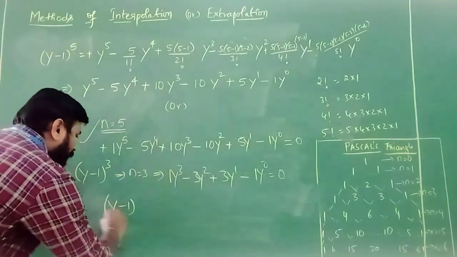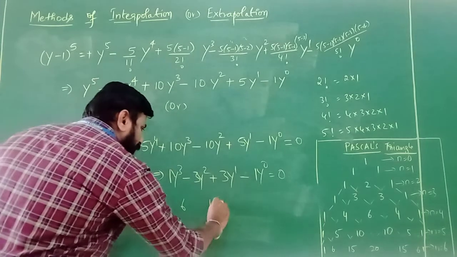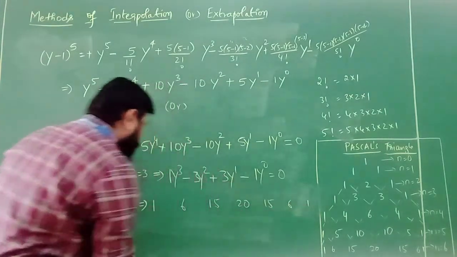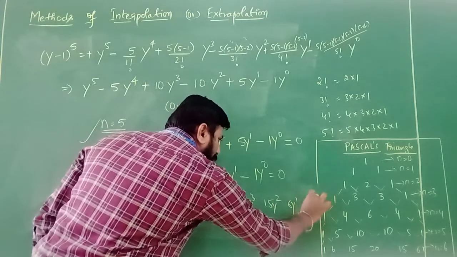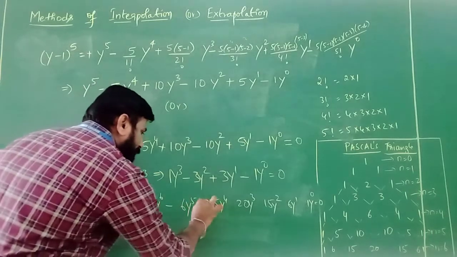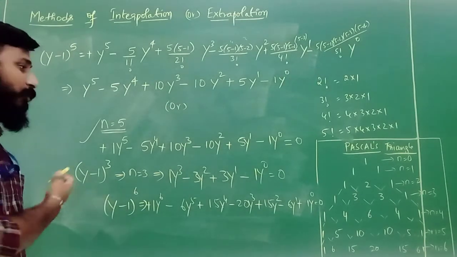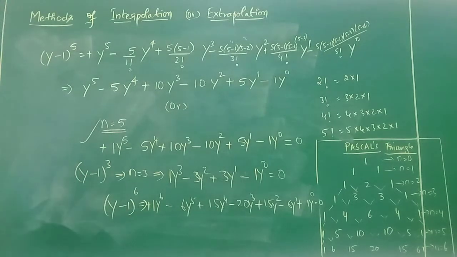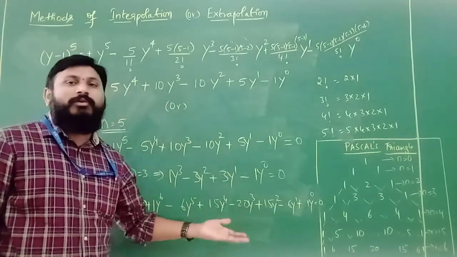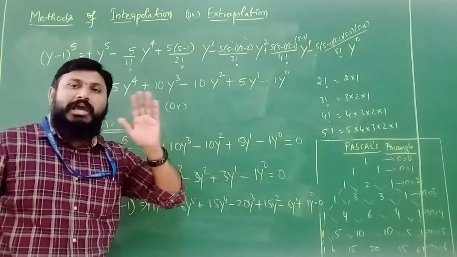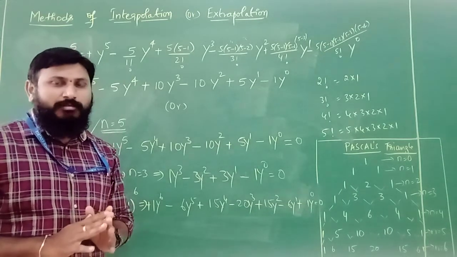Say y minus 1 whole power 6. Tell me now, y minus 1 whole power 6, how to expand? Where is the 6th Pascal's triangle line? 1, 6, 15, 20, 15, 6, 1. y6, y5, y4, y3, y2, y1, y0 equated to 0, and then plus, minus, plus. Very simple expansion. I hope I am clear how to take the expansion form, and using this expansion form we can estimate the interpolating value or the extrapolating value. This is the binomial expansion method. Are you guys clear? Binomial expansion method.